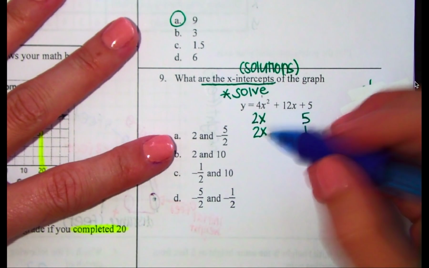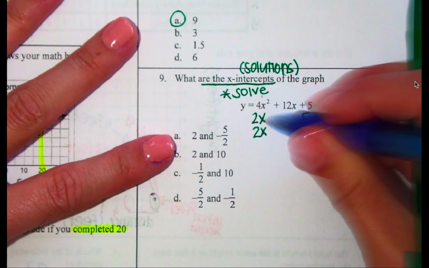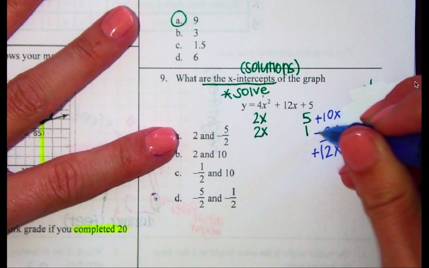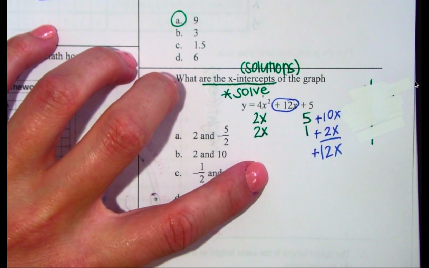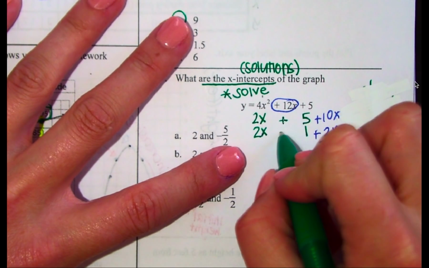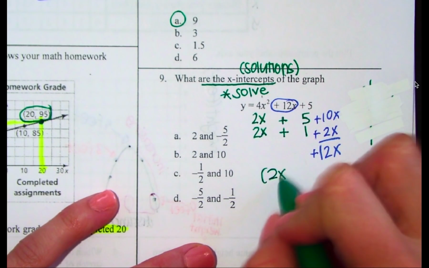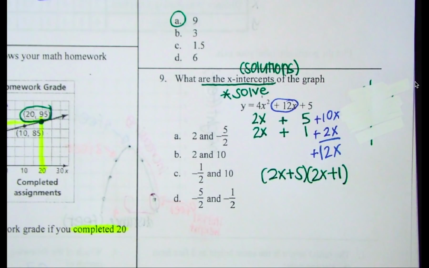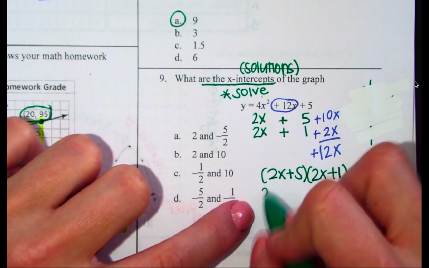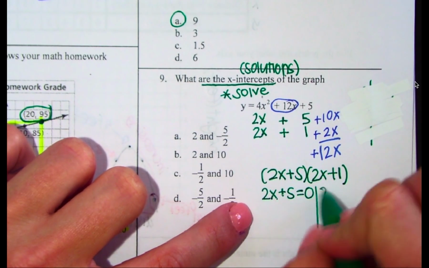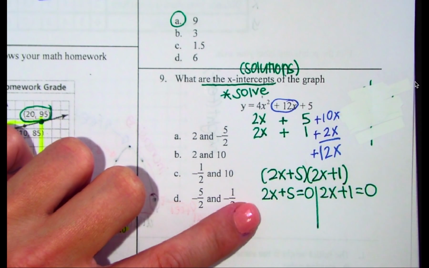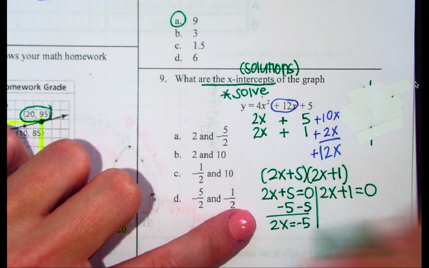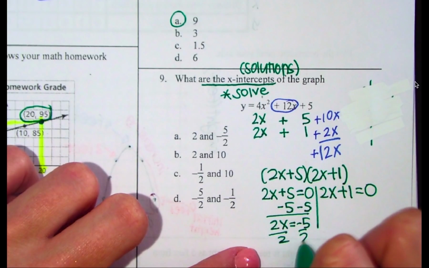So when I multiply diagonally, 2x times 5 is 10x. 2x times 1 is 2x. And these would both need to be positive to add up to the positive 12x for that middle term. So I carry over the positive, carry over that positive. My factors are 2x plus 5 and 2x plus 1. And then again, with your factoring method, you take each of your factors and you set them equal to 0. And then solve. So I subtract 5. 2x is -5. Divide by 2.